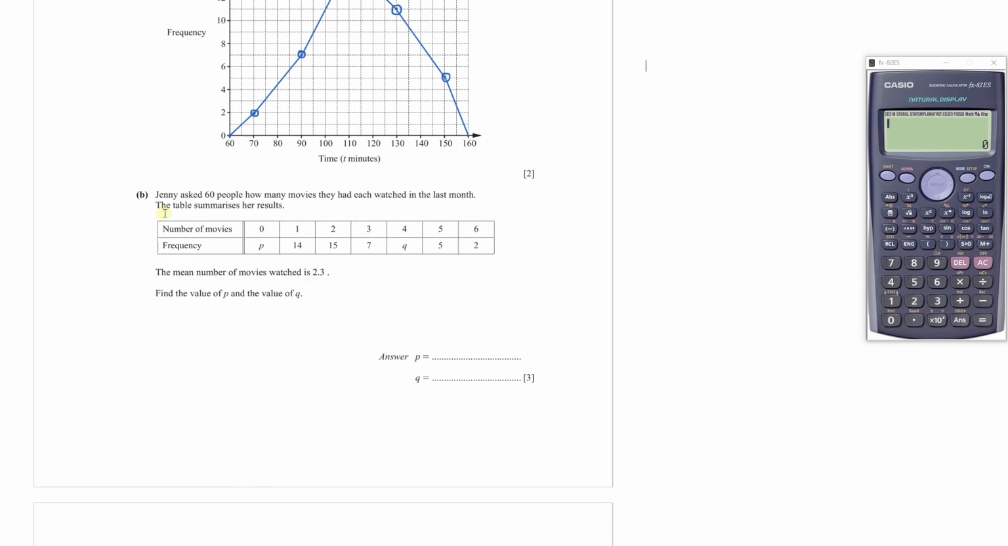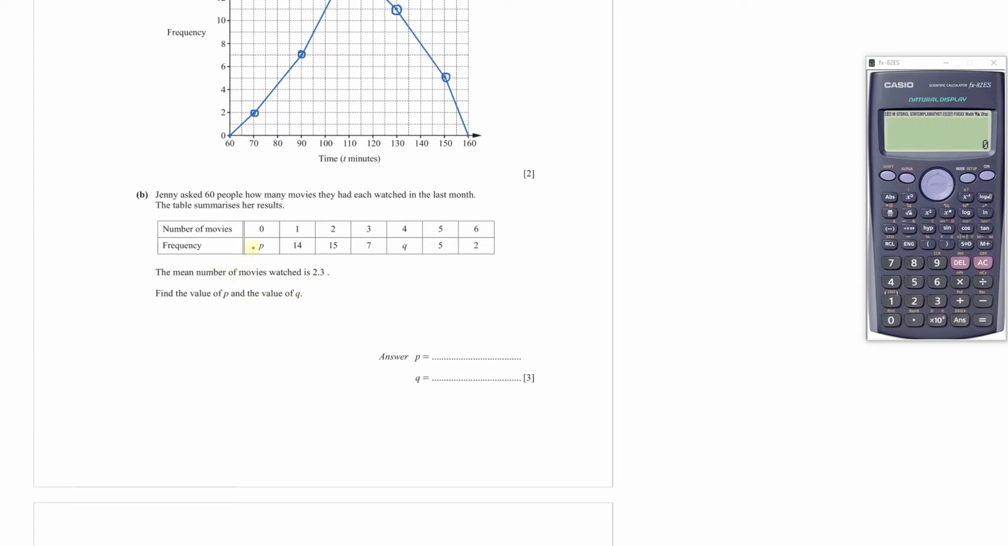The next part is: Jenny asks 60 people how many movies they had each watched in the last month. The table summarizes her results below. P number of people watched 0 movies, 14 people watched 1 movie, 15 people watched 2 movies, and so on. The mean number of movies watched is 2.3. Find the values of P and Q.